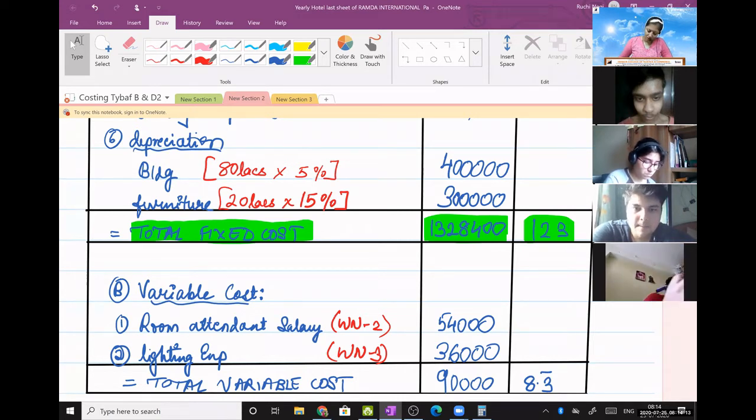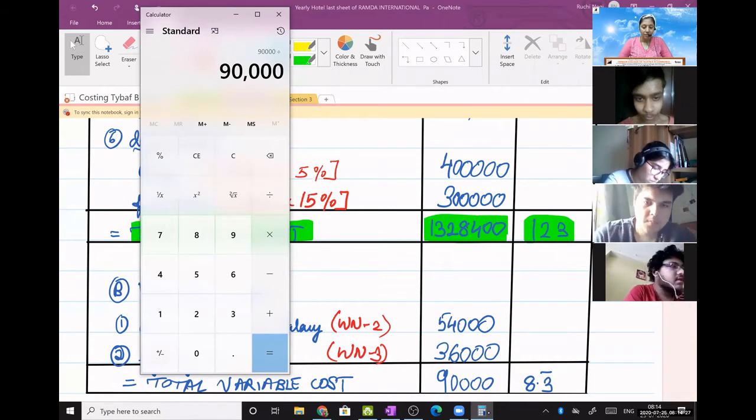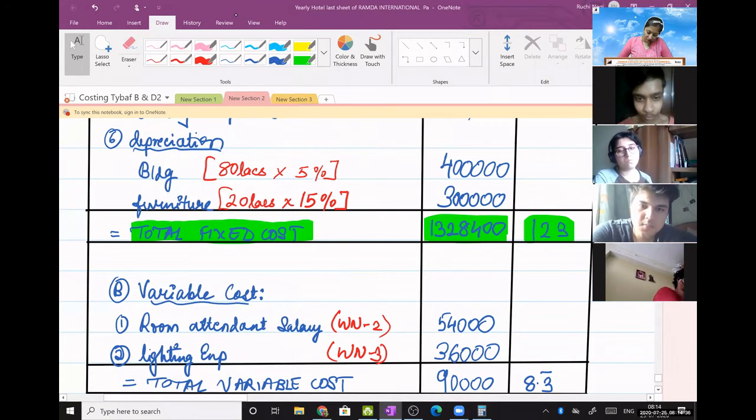Just total them, that's it. 54,000 plus 36,000 makes 90,000. And then calculate the cost per unit for the same, divided by 10,800: 8.333. It is recurring, so I have put the recurring sign also. So this is my total variable cost.